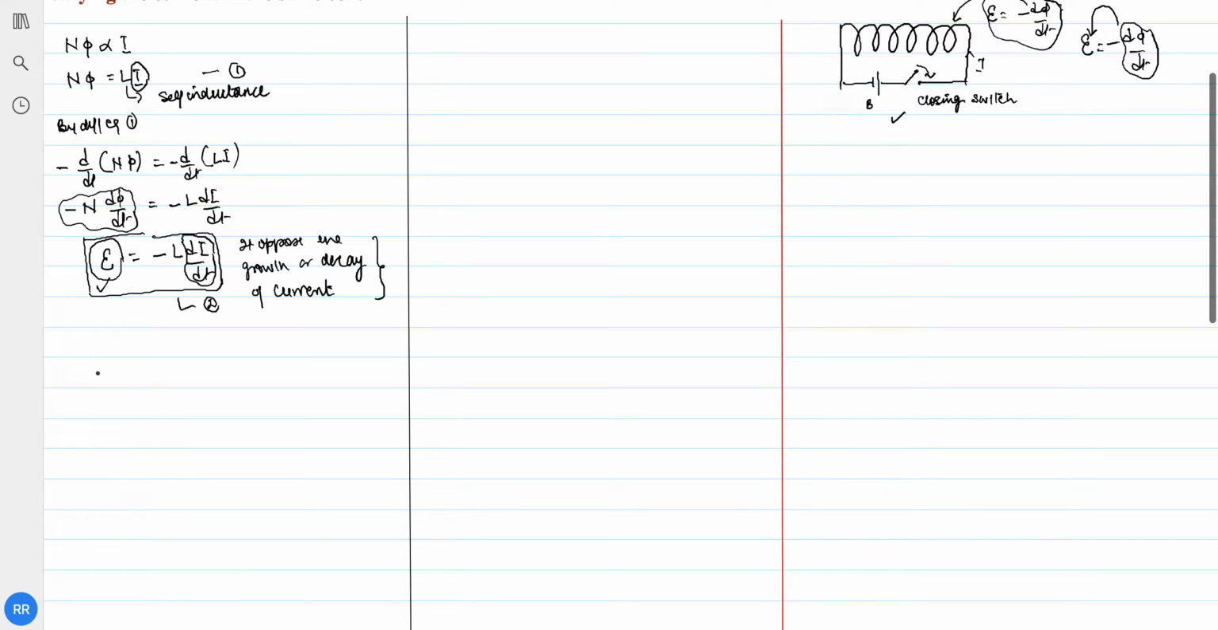So now our next part of discussion is to find the self-inductance of a long solenoid. Next part of this lecture is self-inductance of a long solenoid.